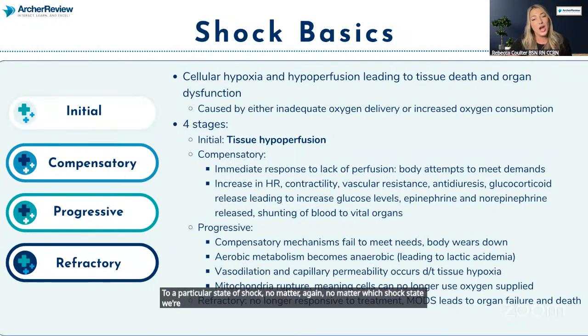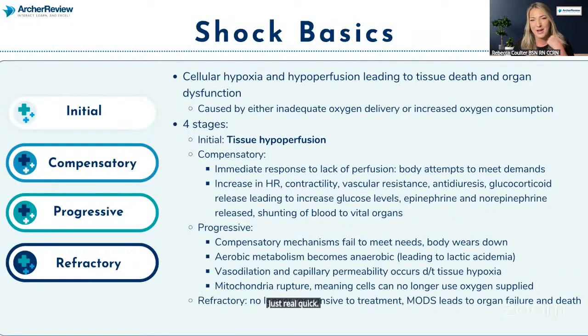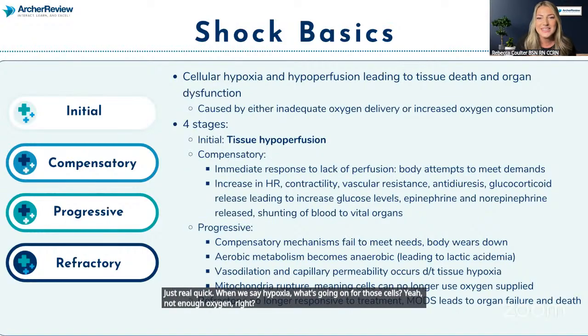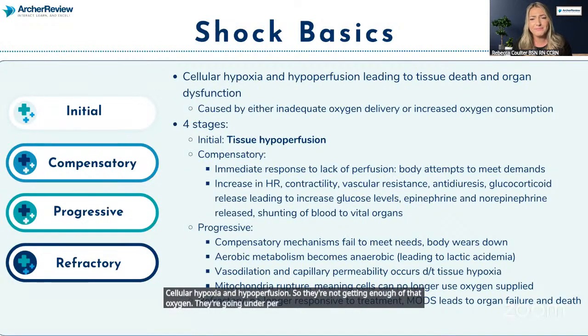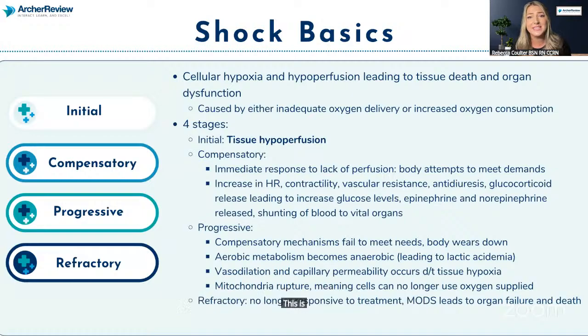So shock basics. What is happening that kicks off this response in the body? What we're seeing is cellular hypoxia. Can someone tell me what hypoxia is? Just real quick. When we say hypoxia, what's going on for those cells? Yeah, not enough oxygen, right? Cellular hypoxia and hypoperfusion. So they're not getting enough of that oxygen. They're going underperfused. Great job, everyone. This is going to lead naturally to tissue death and organ dysfunction. Our tissues require oxygen. We know this.